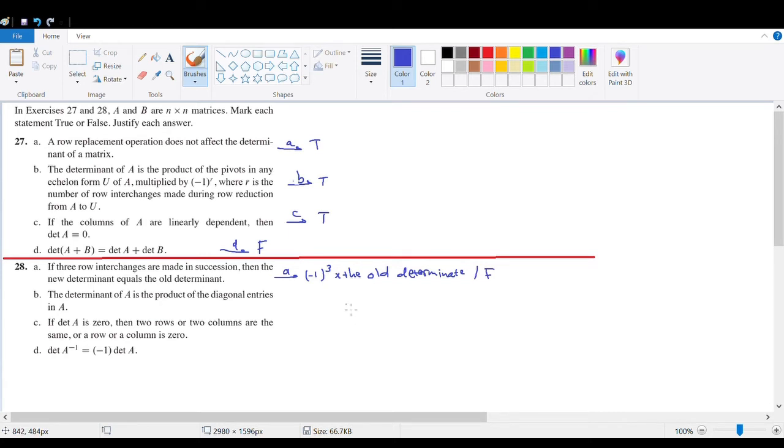Then B, the determinant of A is the product of the diagonal entries in A. This one is false. It is the product of the diagonal entries only if A is a triangular matrix. We cannot say any matrix A. So A should be triangular.